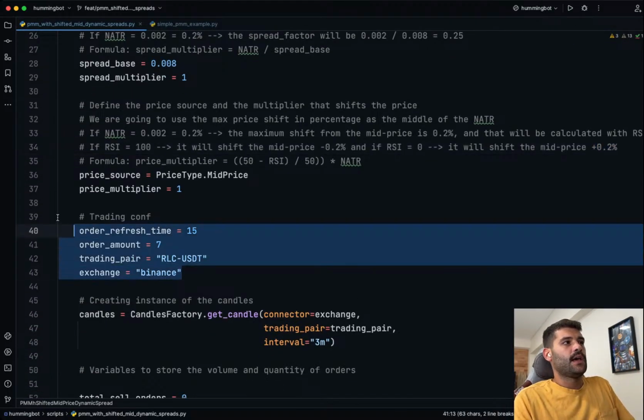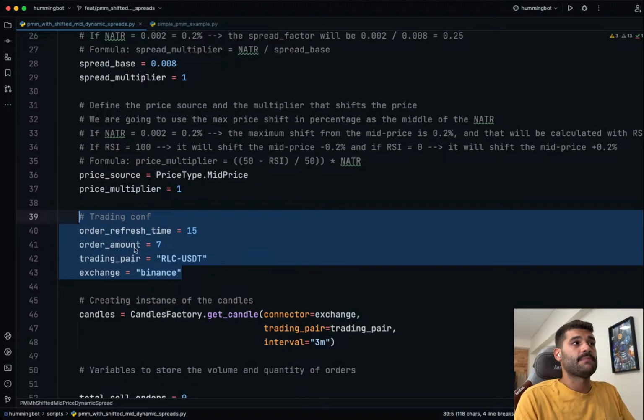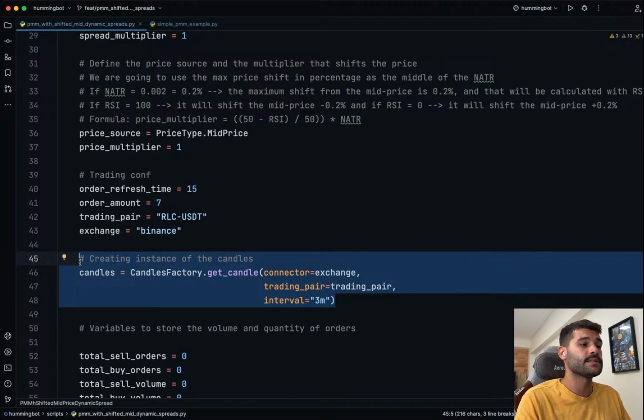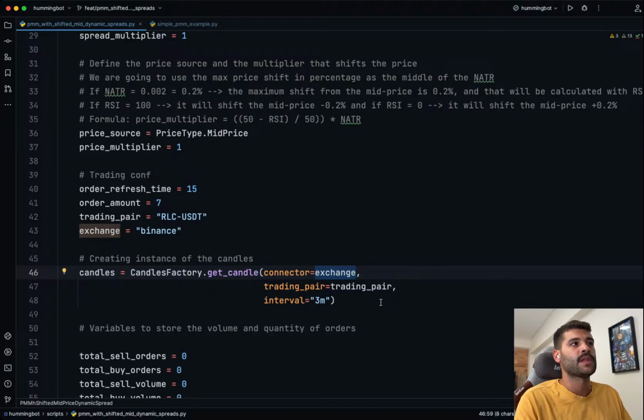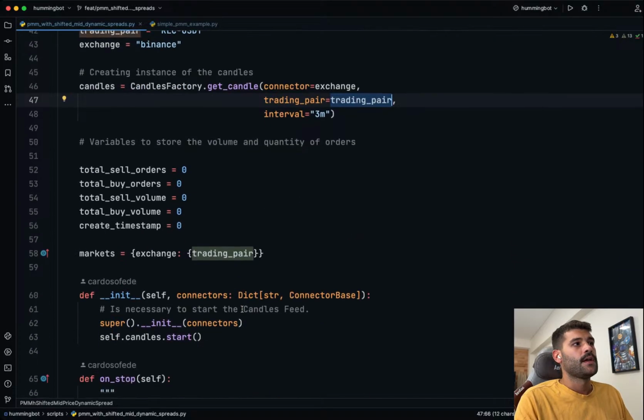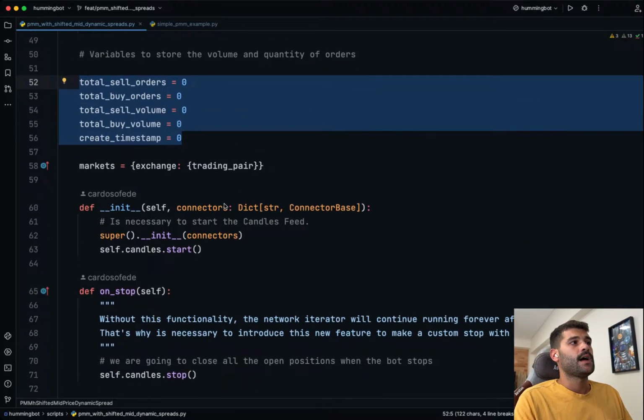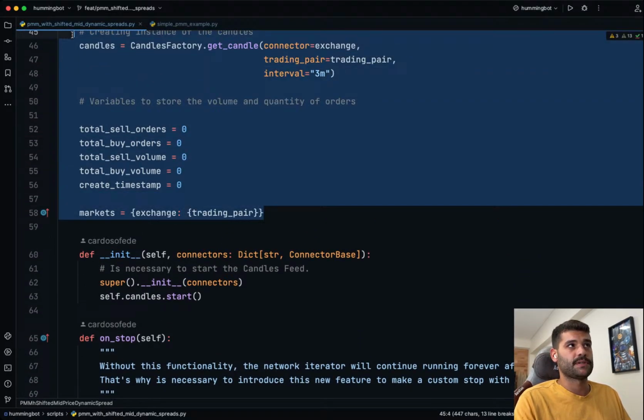Then we have the trading configuration, the same that we had in pure market making. Then here we are creating an instance of the candles. To create the instance, we are selecting the exchange, that will be Binance, the trading pair, that is RLC USDT, and the interval of 3 minutes. Then I am initializing the variables that we're going to use in the events, and to show the reporting of how many trades and how much volume we are getting. And that's all from the configuration of the script.